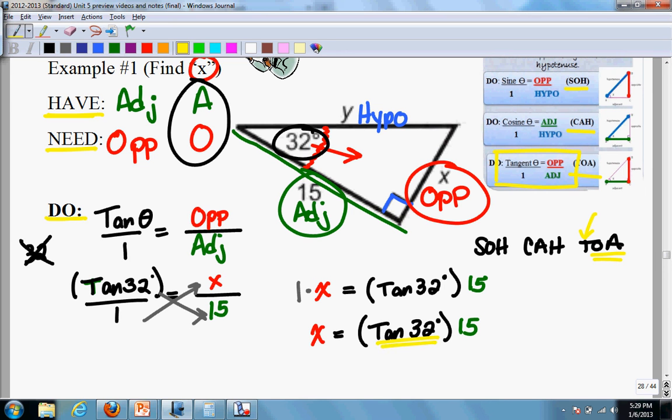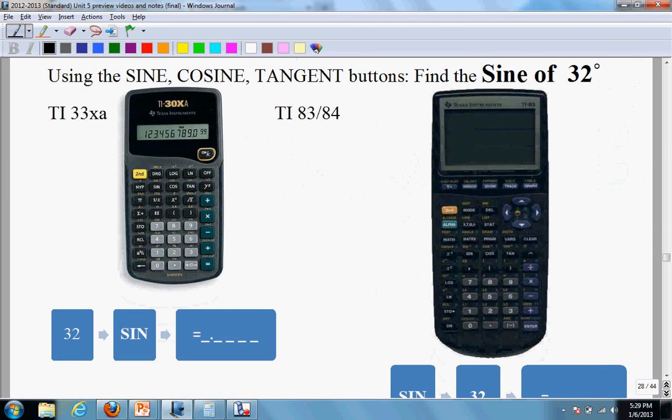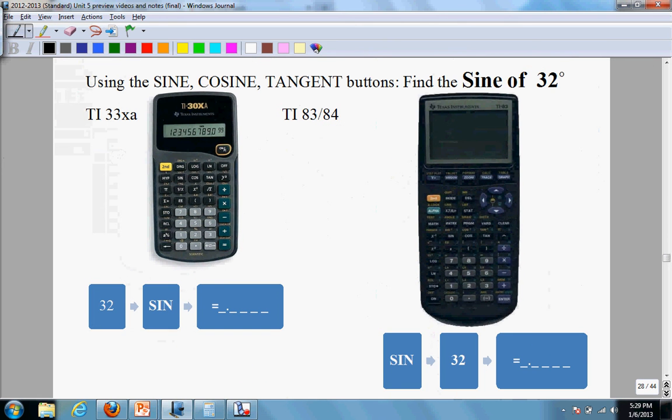Okay, remember it's not 32. Please put this in the margin. 32 and tan 32 are not the same thing. So that's why you keep parentheses. How do you find tan 32? Two different ways. Depending on your calculator, it's really important you check this on your calculator.